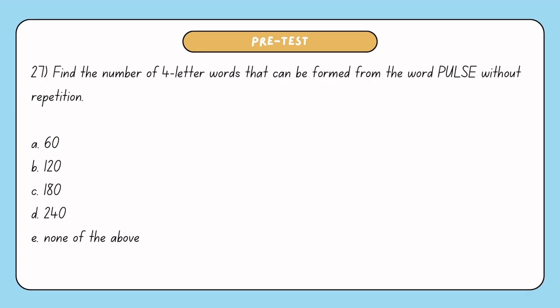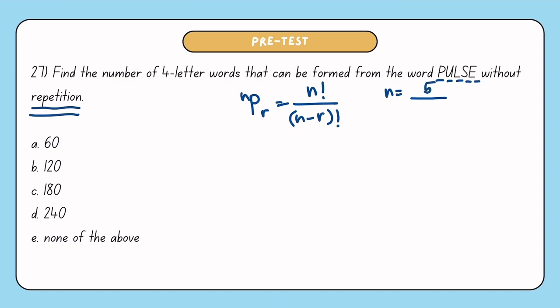Number 27. Find the number of four-letter words that can be formed from the word pulse without repetition. So, ang pinapagawa sa atin sa item na to is permutation. Kasi kailangan natin i-consider na bawal maulit yung letter. So, recall that we have the formula n factorial over n minus r factorial, where n is the number of available letters. In this case, meron tayong 5 and r is 4.